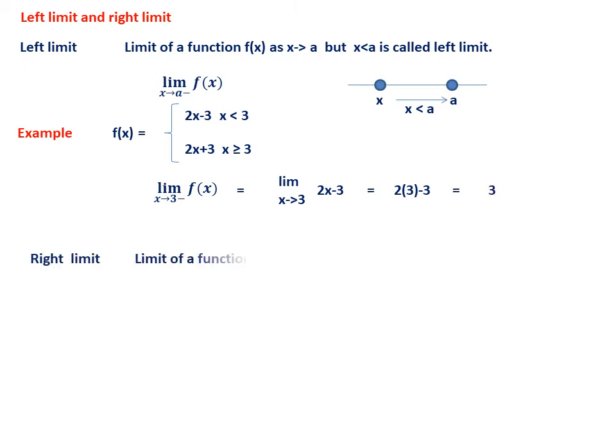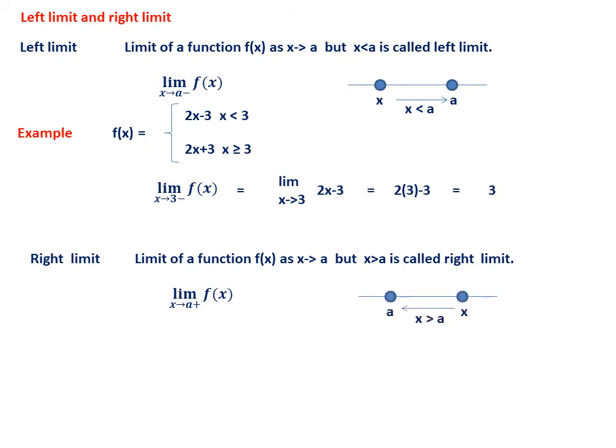Similarly, if you take right limit, same method, limit of f of x as x tends to a, but x is on the right side of a, that's why it's called right limit, x is more than a. Therefore here the diagram is like this, a is on the left side, x is on the right side. You know in number line, if x is on the right side, x should be more than a. So that means from the right side x is approaching a. That's the meaning. And the symbol we use here is limit of f of x as x tends to a plus.